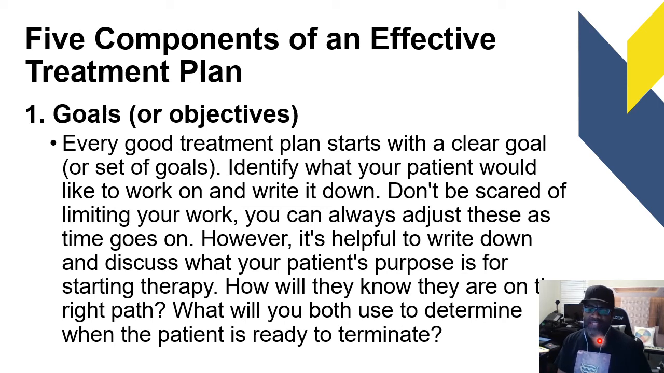However, it's helpful to write down and discuss what your patient's purpose is for starting therapy. How would they know they are on the right path? What will you both use to determine when the patient is ready to terminate? Having a clear goal makes sure everyone is on the same page and keeps you both accountable to focusing on what is necessary. It also helps your client to feel like therapy is something more than esoteric, something they could describe to a spouse or family member if desired.